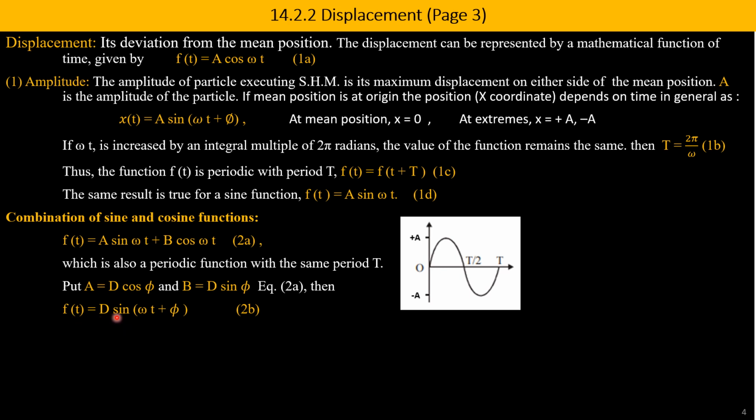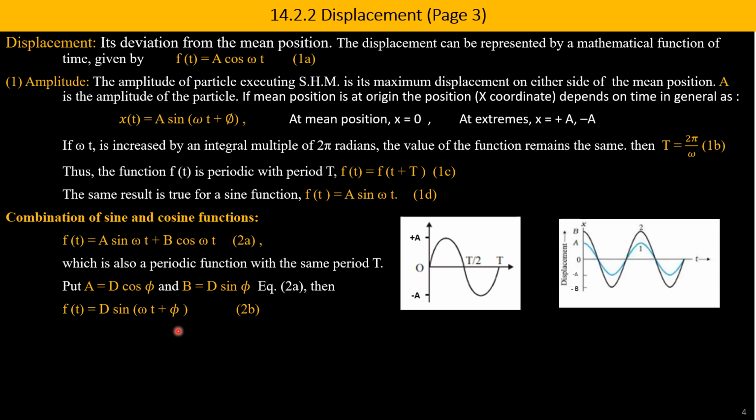So f of t for the two functions will be f of t equals capital D into sine of omega t plus phi. See, the term in the bracket is the argument. The combination of two functions, that is sine and cosine function, is shown in the figure on the right hand side. Here f of t equal to a sin omega t is shown in the blue line, and f of t equal to b cos omega t is shown on the figure.